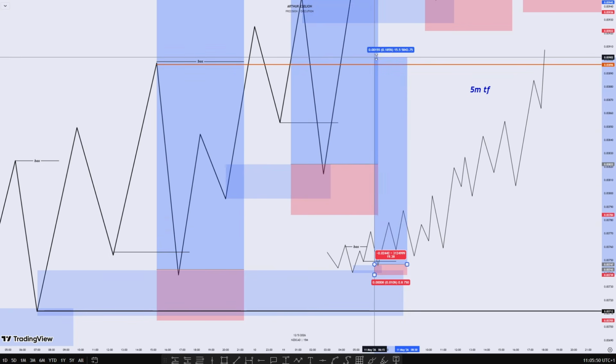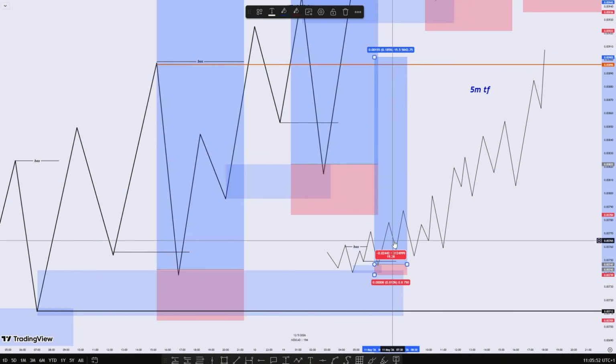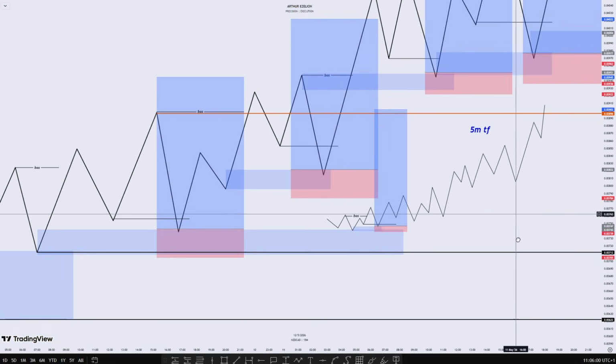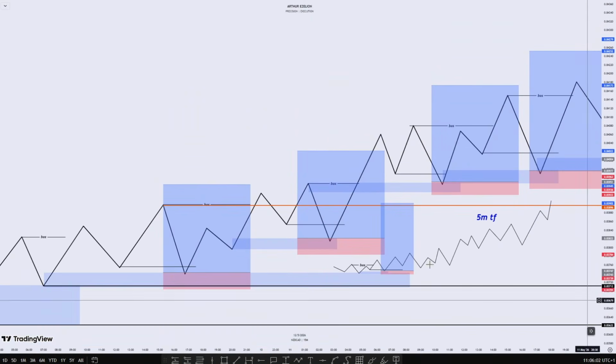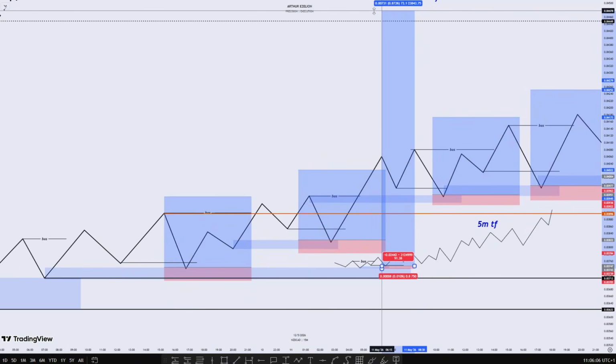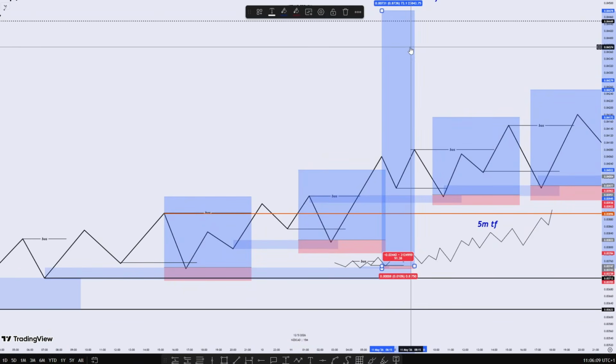Now look at how much reward you're already getting. And this high you are targeting is the intermediate time frame drawn liquidity, or the 1 hour time frame drawn liquidity. Remember, you still have another time frame drawn liquidity, which is all the way to this high. So you can see the kind of insane risk reward you're getting.